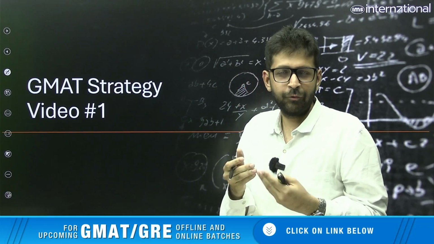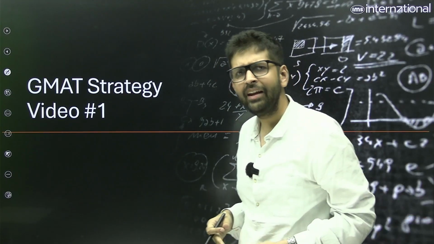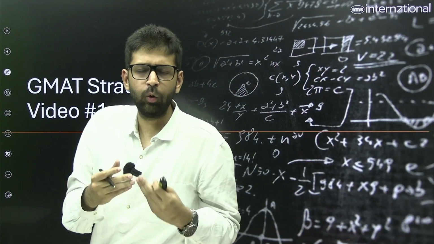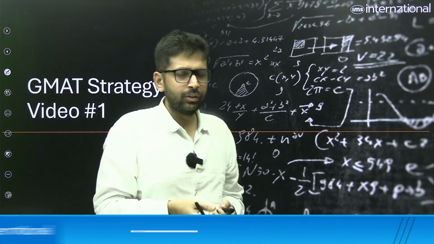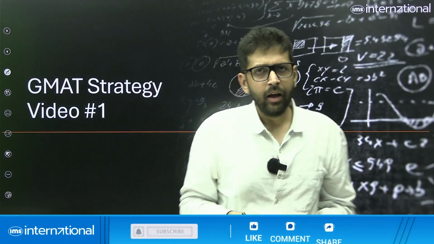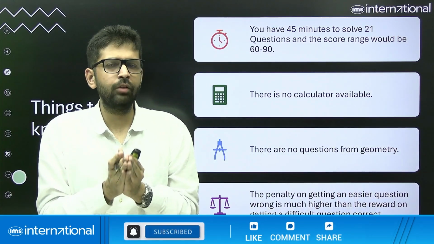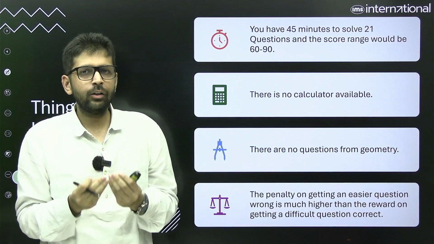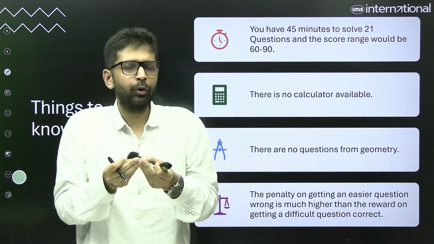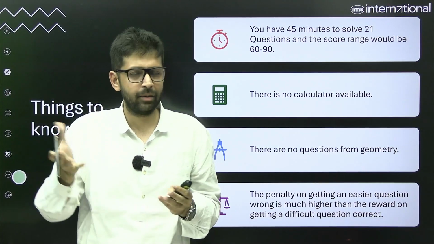So therefore, it's very important that you start working on your quantitative reasoning. Now, before we try to understand how we tackle these questions from quant, there are a few things that you need to keep in mind. Point number one, you have 45 minutes to solve these 21 questions that will come in the quantitative reasoning section, and the overall score that you would be getting would be somewhere between 60 and 90, where 90 is the highest that anybody could get.